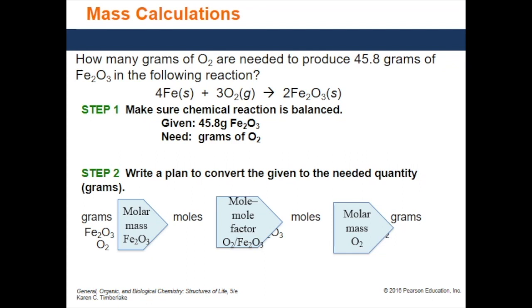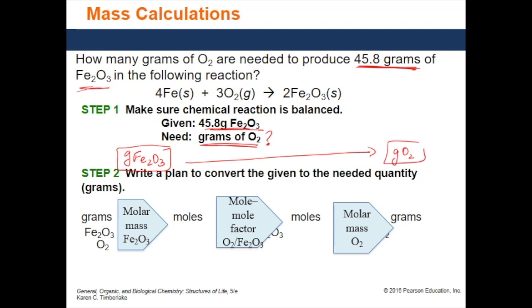The question is how many grams of oxygen are needed to produce 45.8 grams of iron oxide in the following reaction. So what's given to us is 45.8 grams of Fe2O3. The question is asking us to figure out grams of oxygen. Do we have a direct relationship that can take us from grams of Fe2O3 to grams of oxygen? We don't.